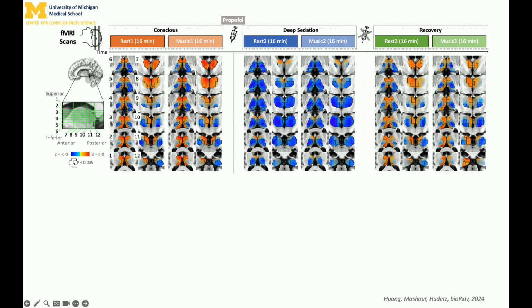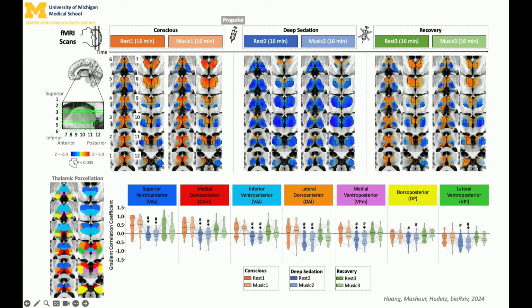We found that thalamic unimodal transmodal functional geometry was present during the conscious and the recovery conditions, whereas transmodal deficient, or in other words, unimodal dominant geometry was present across the entire thalamus during deep sedation. To further illustrate the geometric changes of thalamocortical circuits, we extract the gradient values from predefined thalamic areas. As you can see, during conscious conditions, thalamic areas showed a progression from transmodal dominant to unimodal dominant areas, broadly from anterior to posterior areas. During deep sedation, however, all thalamic areas were unimodal dominant. So the results indicate a geometric transformation in thalamocortical functional connectivity during deep sedation. That is, a shift from unimodal transmodal geometry to a transmodal deficient one.